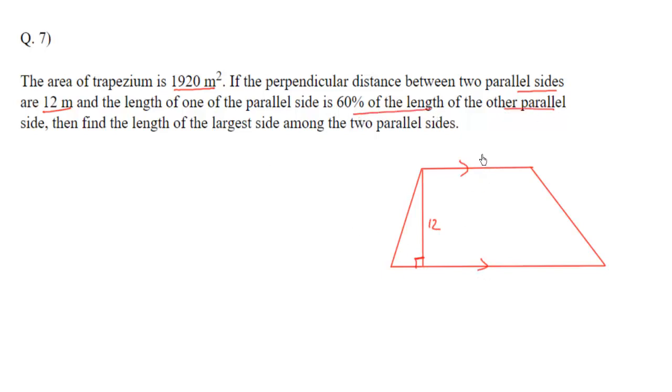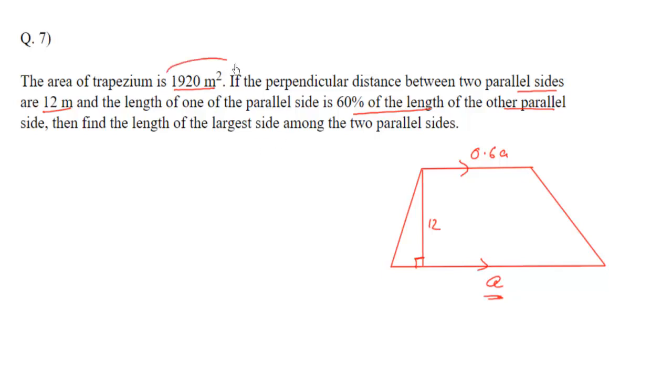So let us assume that this is A, then the other will be 60% of A, so this will be 0.6A, right? 60% of A will be 0.6 of A. We need to find the length of the larger side. That means we need to find the value of A. It's quite an easy question.